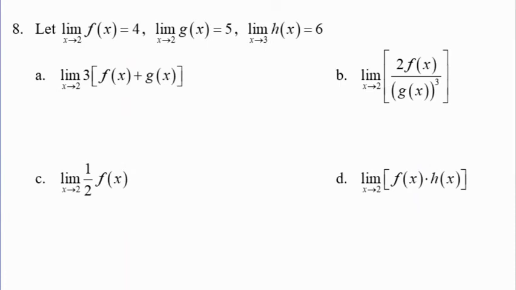So, we are going to let the limit as x approaches 2 of f of x equal 4, the limit as x approaches 2 of g of x equal 5, and the limit as x approaches 3 of h of x equal 6. And we're going to use these properties to find the limits here. So if we want the limit as x approaches 2 of 3 times f of x plus g of x, then we are going to have 3 times 4 plus 5, which gives us 27.